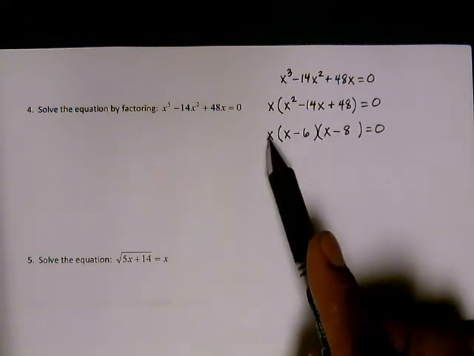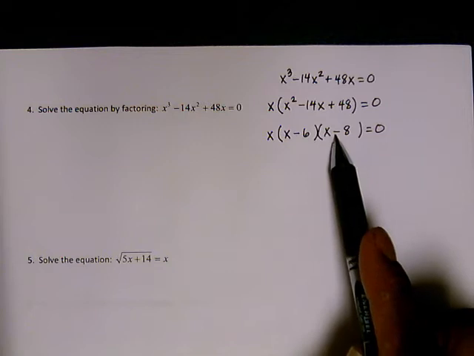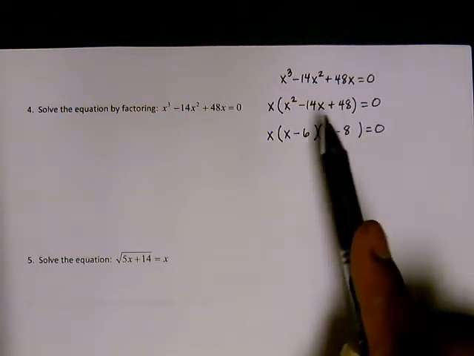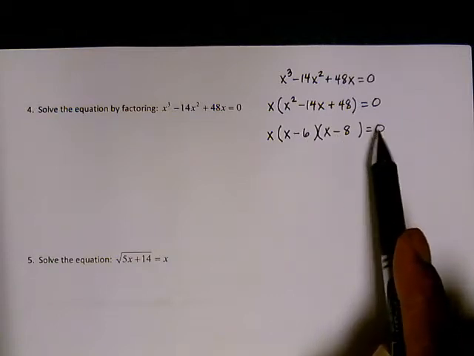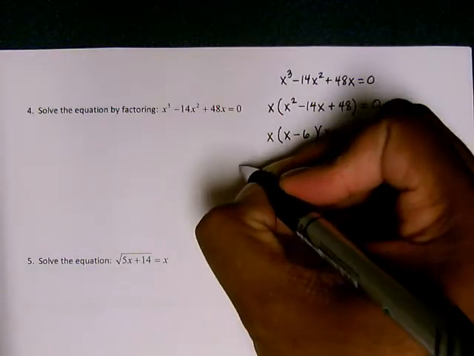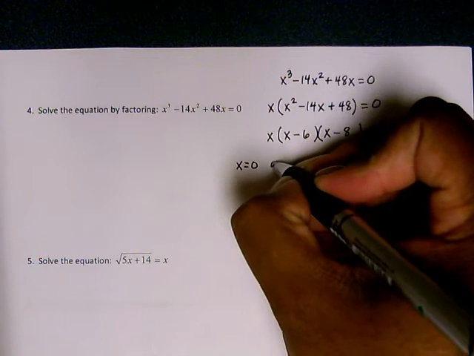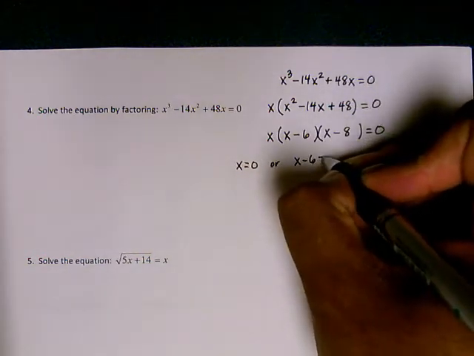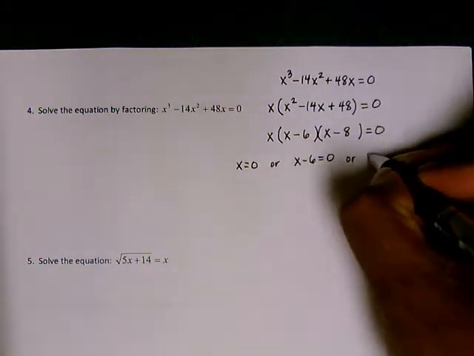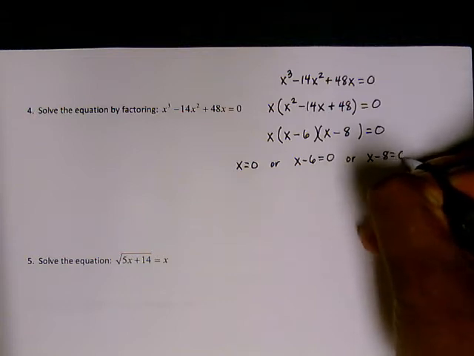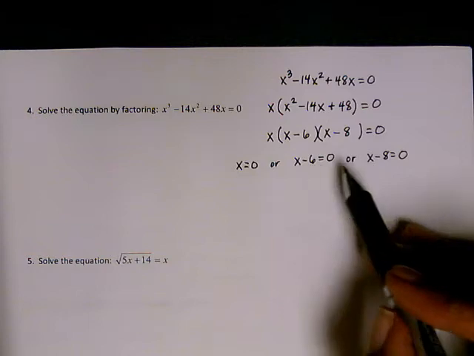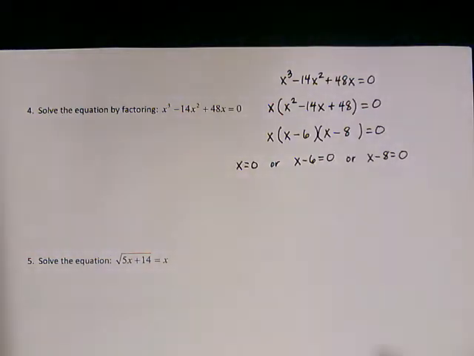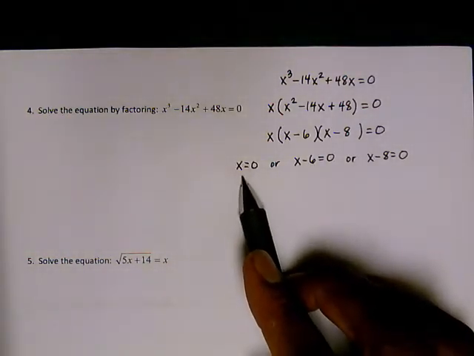Now, we need to set each individual factor in this equation equal to 0. So x times x minus 6 times x minus 8 equal to 0 means x is equal to 0, or x minus 6 equal to 0, or x minus 8 equal to 0. Now for each individual equation we're going to solve for x. Well, the first equation is already solved for x. That's your x equals 0.